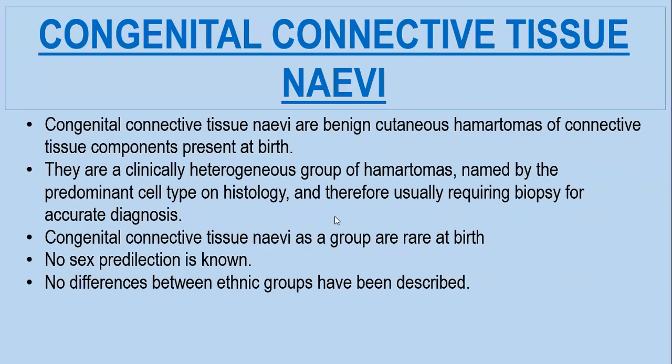Then we have come to the third part of our talk, that is the congenital connective tissue nevi. The congenital connective tissue nevi are benign cutaneous hamartomas of the connective tissue components present at birth. They are a clinically heterogeneous group of hamartomas named by the predominant cell type on histology, therefore usually require a biopsy for accurate diagnosis. Congenital connective tissue nevi as a group are rare at birth. There is no sex predilection, no difference in ethnic groups.